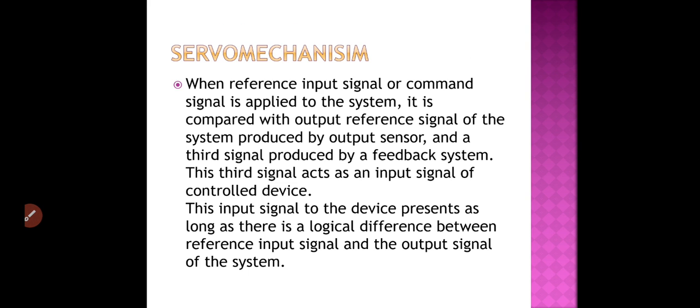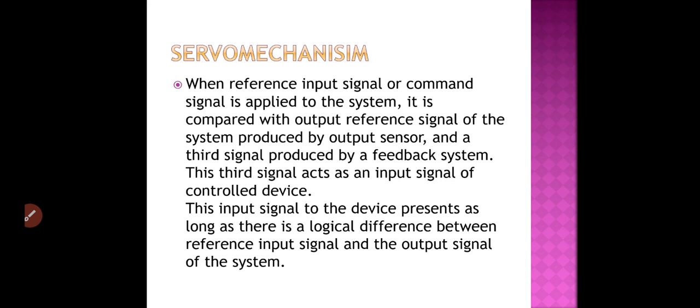What is the mechanism of a servo system? When a reference input signal or command signal is applied to the system, it is compared with the output signal of the system produced by an output sensor, and a third signal is produced by the feedback system. Then this third signal acts as the input signal for the control device. This input signal to the device is present as long as there is a difference between the reference input signal and the output signal of the system.